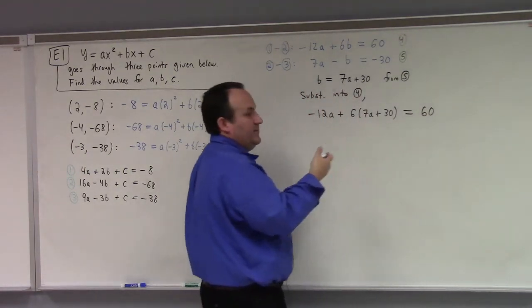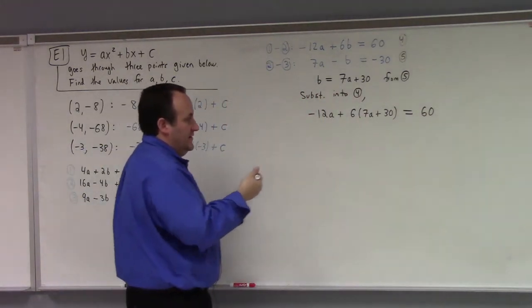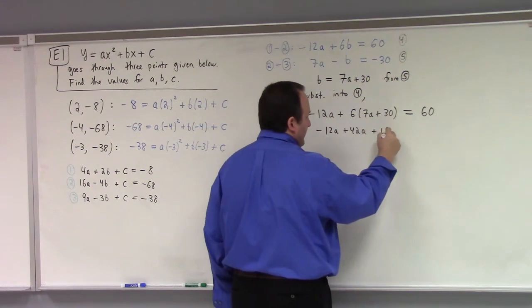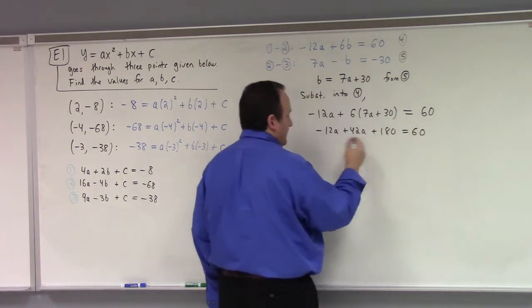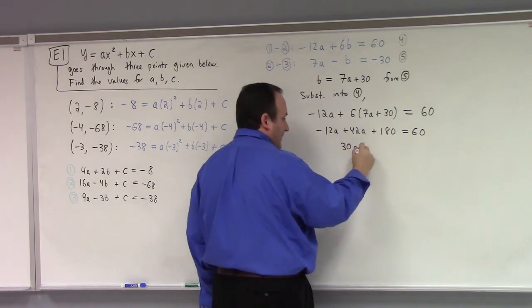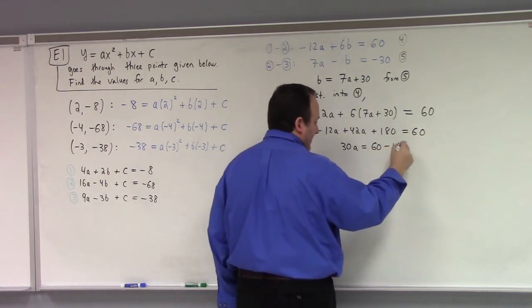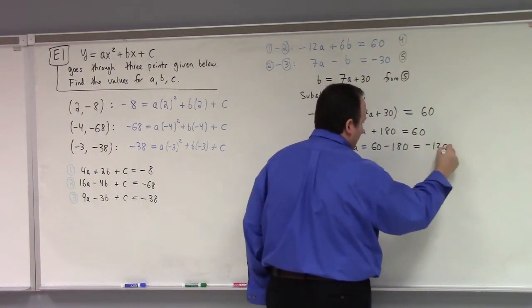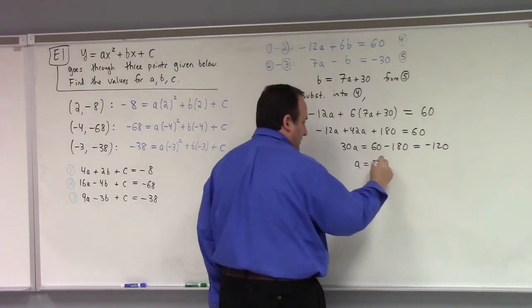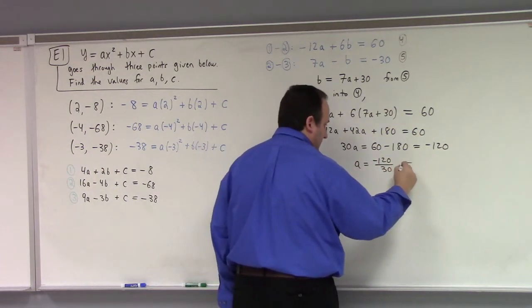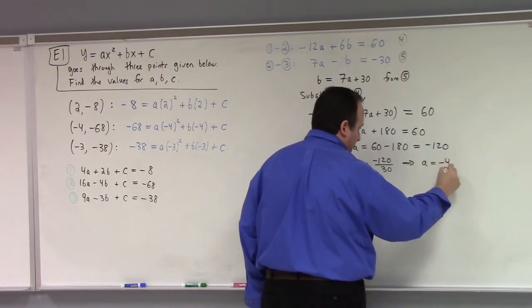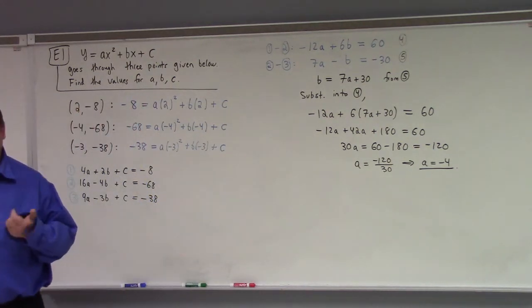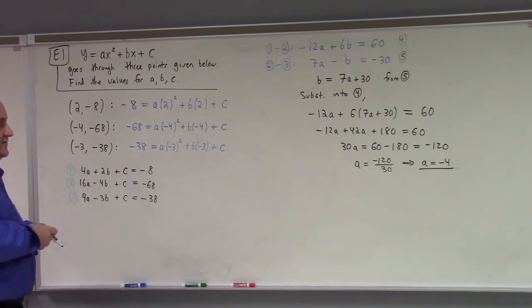Now, one equation and one unknown. We're almost home free. So we've got minus 12a plus 42a plus 180 equals 60, which gives me 30a is 60 minus 180. 60 minus 180 is minus 120. So a is equal to minus 120 over 30, also known as a equals minus 4. Once you have the value of one of the variables, you just back substitute. So we've got a equals minus 4. Now how do I get b?